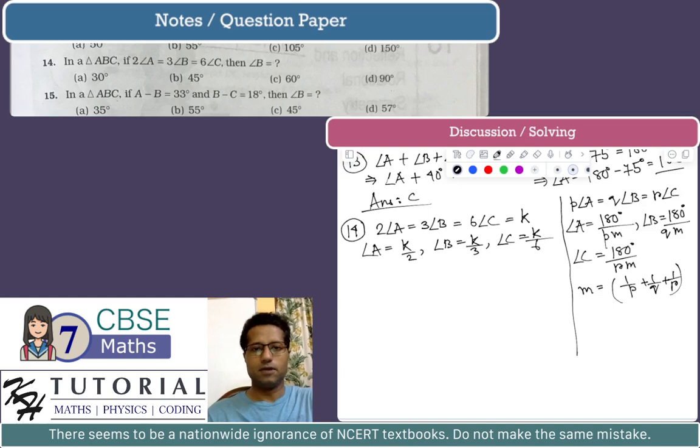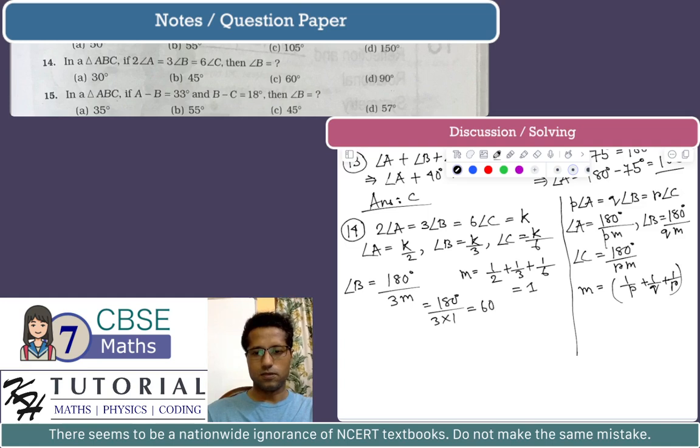So in this problem, it is asked angle B. Using this concept and formula that I discussed on the right hand side, I can say that it will be 180 degree divided by 3m. Now I have to quickly calculate what is m. So m is 1 by p, that is 1 by 2, plus 1 by 3 plus 1 by 6. This will come out to be 1. So this is equal to 180 degree, m is 1, so this is equal to 60 degree. So B is 60 degree, so the correct choice is C.